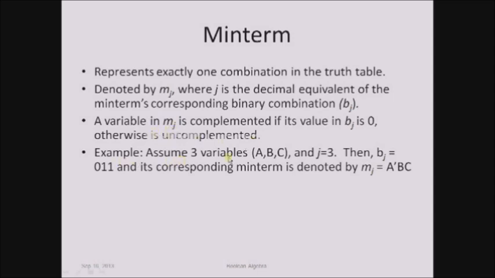Let us see an example. Assume three variables a, b, c, and j equals 3. Then bj equals 0, 1, 1, which is the binary combination of 3, and its corresponding min term is mj equals a complement b c. As I told you, this is a product term. Here a contains 0, b contains 1, and c contains 1. Therefore a is represented in complemented form, and the other two variables are represented in uncomplemented form. So in a min term, a variable is complemented when it contains 0, and uncomplemented when it contains a non-zero value, that is 1.